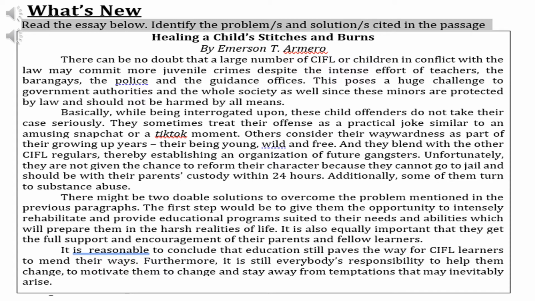The first step would be to give them the opportunity to intensely rehabilitate and provide educational programs suited to their needs and abilities, which will prepare them for the harsh realities of life. It is also equally important that they get the full support and encouragement of their parents and fellow learners. Also, there's another solution provided here. It is still everybody's responsibility to help them change, to motivate them to change and stay away from temptations that may inevitably arise. So those are the problem and the solutions that we have in this essay. So this essay is a good example or sample of a problem solution essay. Okay? Let's have the next activity.